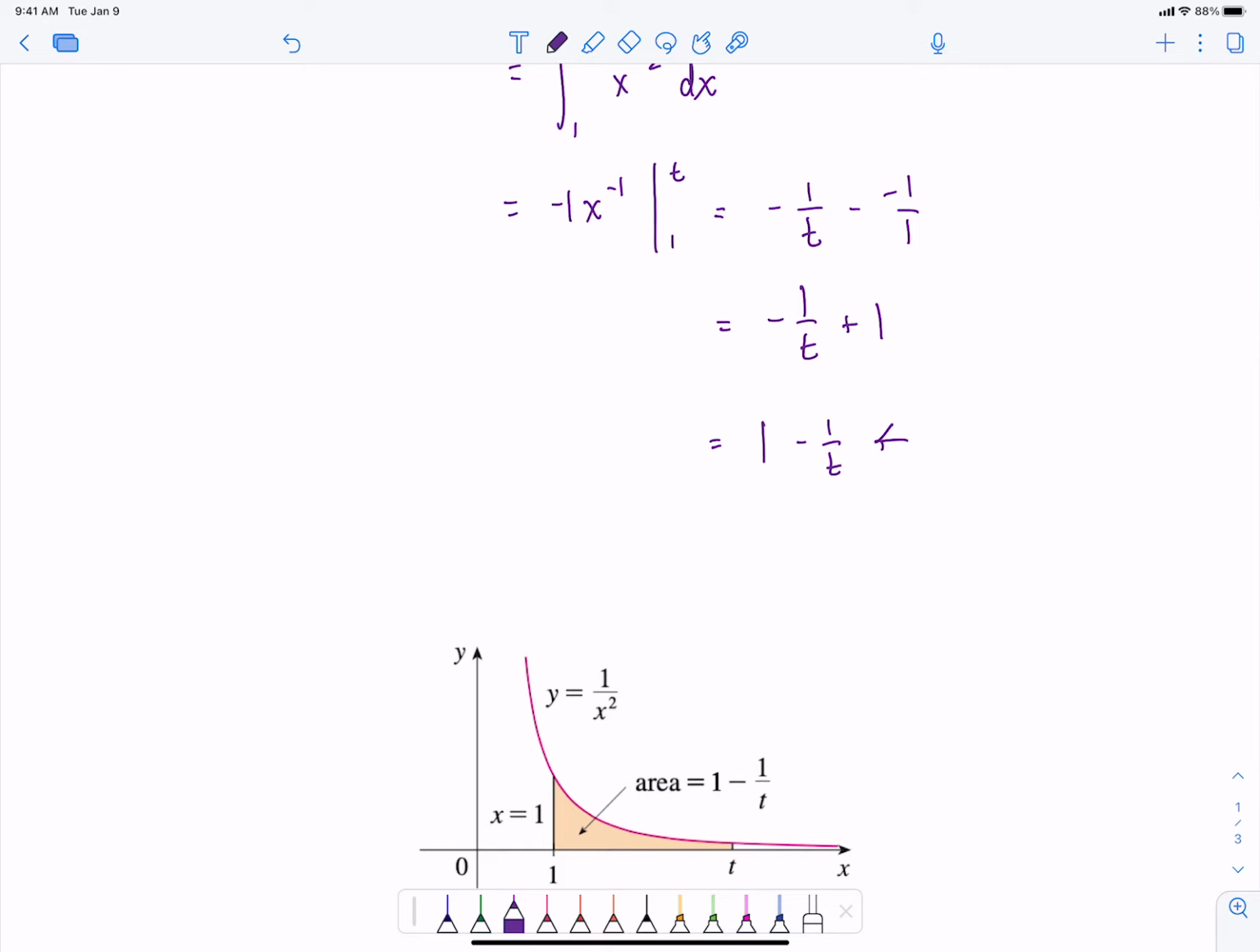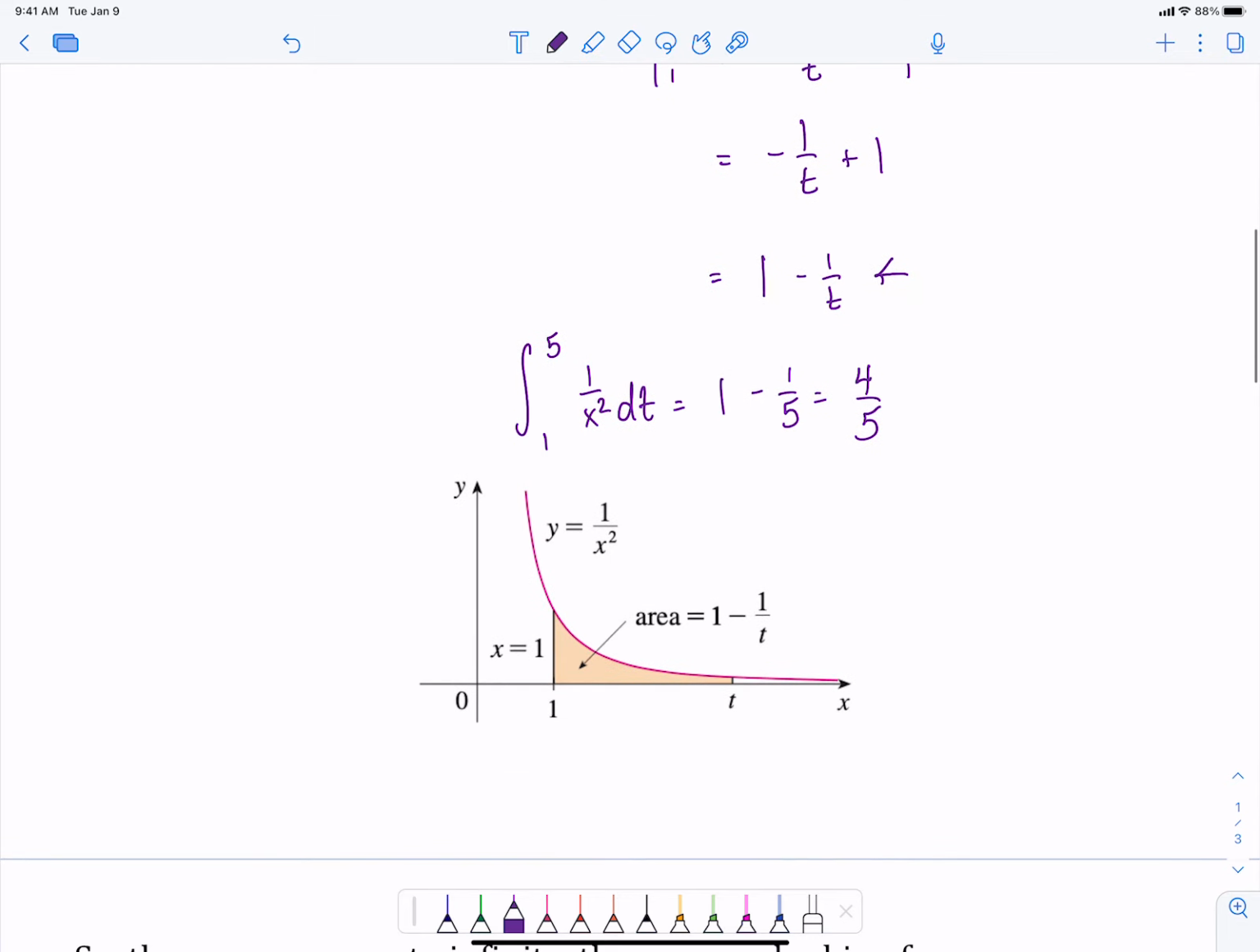Here's a picture of 1 over x squared, and there's that area that we just found. For example, if we wanted to know the area from 1 to 5 of 1 over x squared dx, we just found a formula for it. We could do this as 1 minus 1 over 5, and we would get 4/5 would be the area if we went from just 1 to 5.